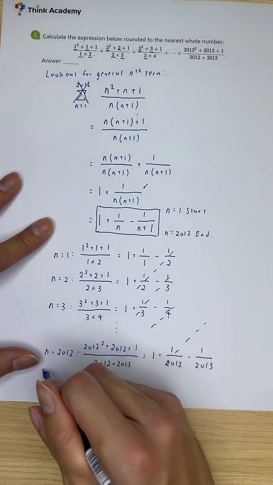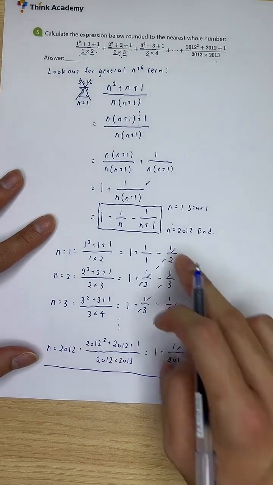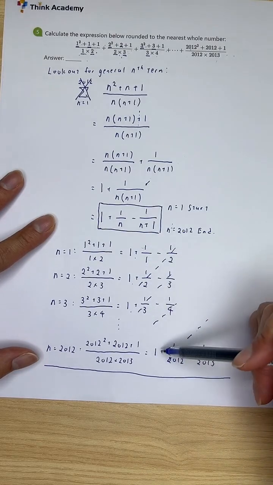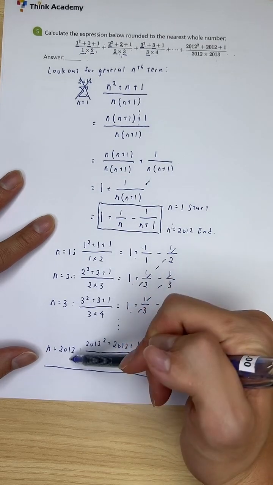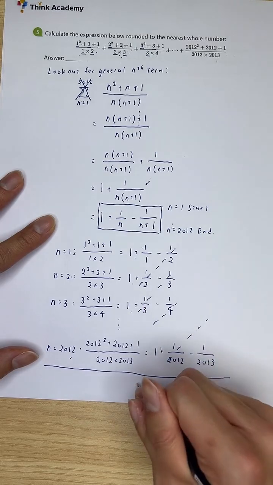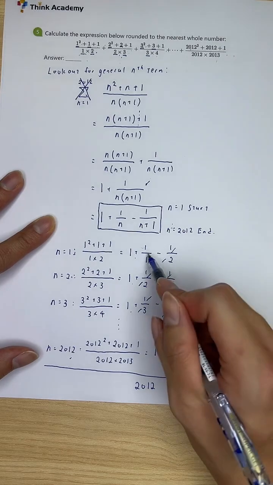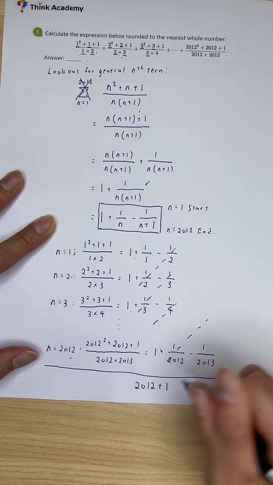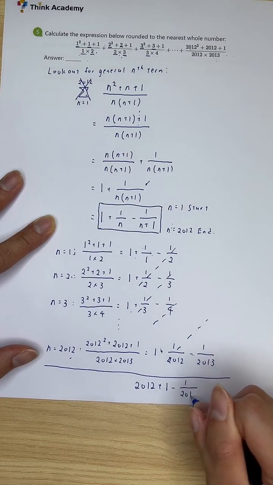We're going to find the sum now. In this case, we have a lot of 1s to deal with. How many 1s are there in total? Following the pattern, 1, 2, 3, all the way to 2012, there is a total of 2012 ones, which will form 2012. And then we have 1 over here. Be very careful, there's actually a 1 here, so you need plus 1, and minus 1 over 2013.